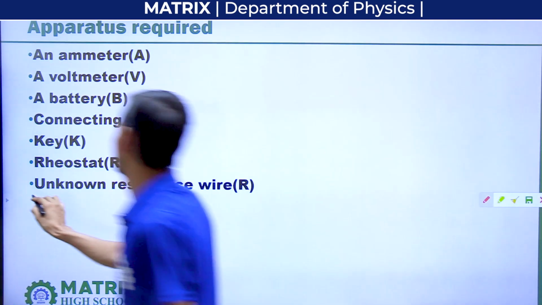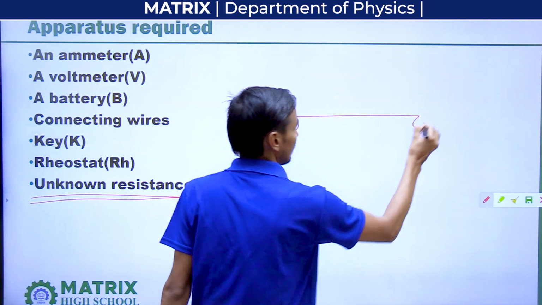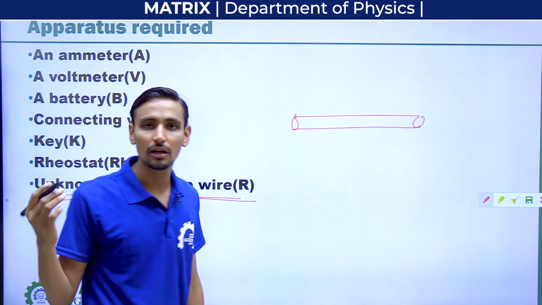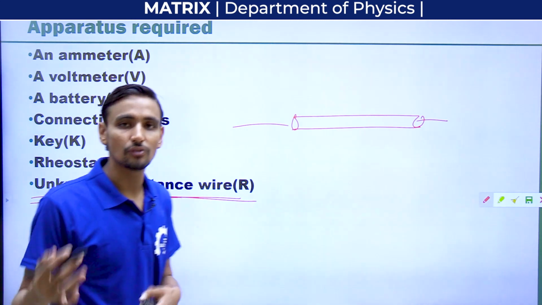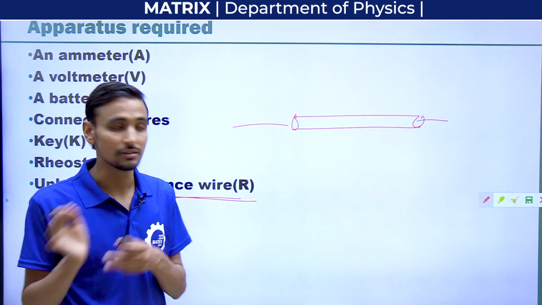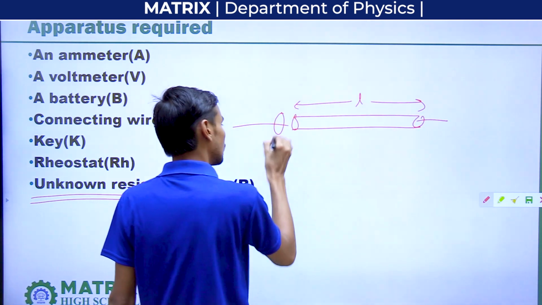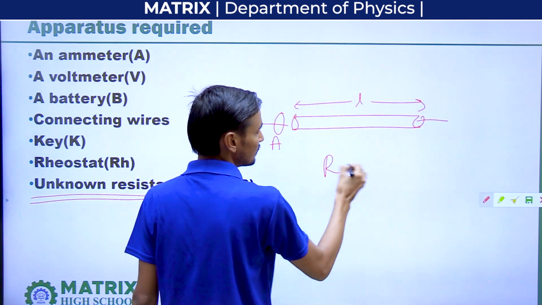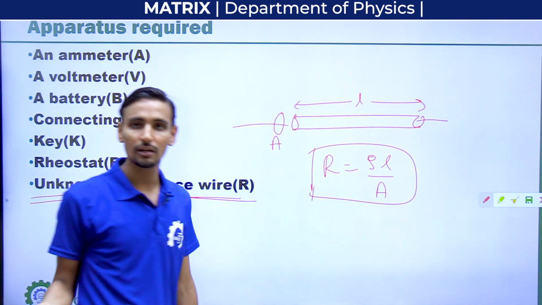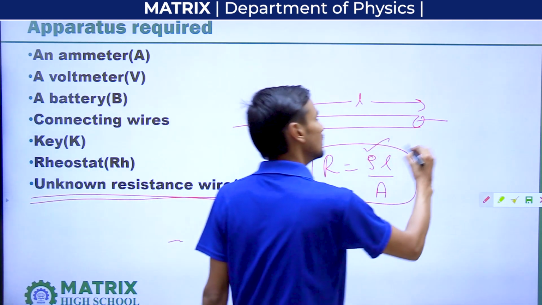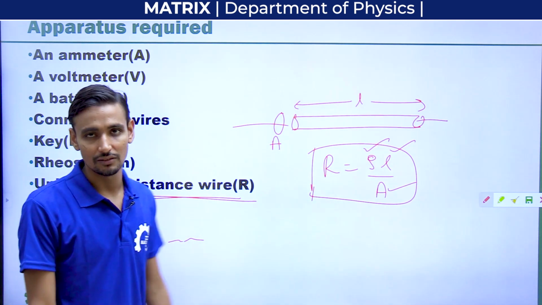Next is the unknown resistance wire. It can be any wire, copper, silver, nichrome, any wire whose resistance we have to calculate, and it has a length and a cross-section area. So resistance is given by R equal to rho L upon A, which we have calculated in the theory part. If we know resistivity, length and area, then we can calculate the resistance.